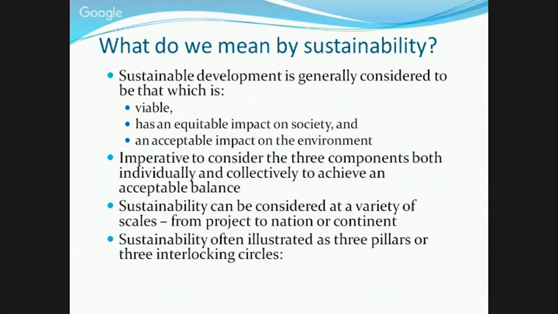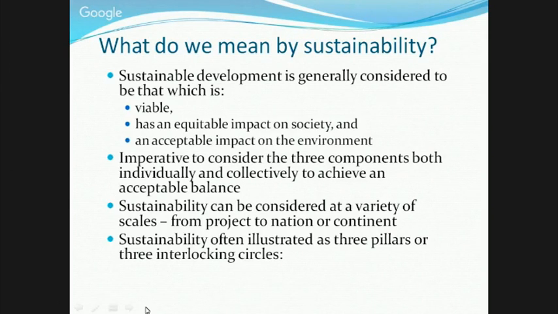So what do we mean by sustainability? Sustainability is generally considered to be that which is viable, has an equitable impact on society, and an acceptable impact on the environment also. So it is imperative to consider the three components both individually and collectively to achieve an acceptable balance. It has to be viable, it has to have an equitable impact on society, and at the same time an acceptable impact on the environment. Sustainability can be considered at a variety of scales, from a single project to the national level or the continent.